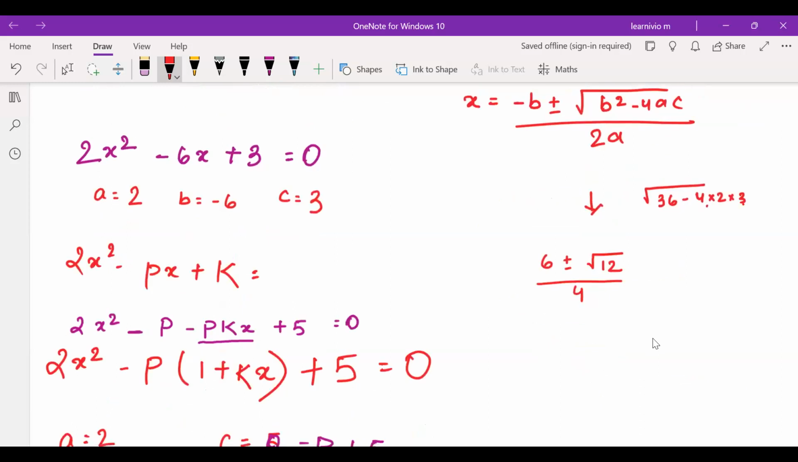Yeah, it's irrational because root 12 is irrational. That's why we were not able to split the middle term over here. So this is our x value. The two different x values are: the first one is 6 plus root 12 by 4, and the other is 6 minus root 12 by 4, where we can do one more step. These are the two different x values.